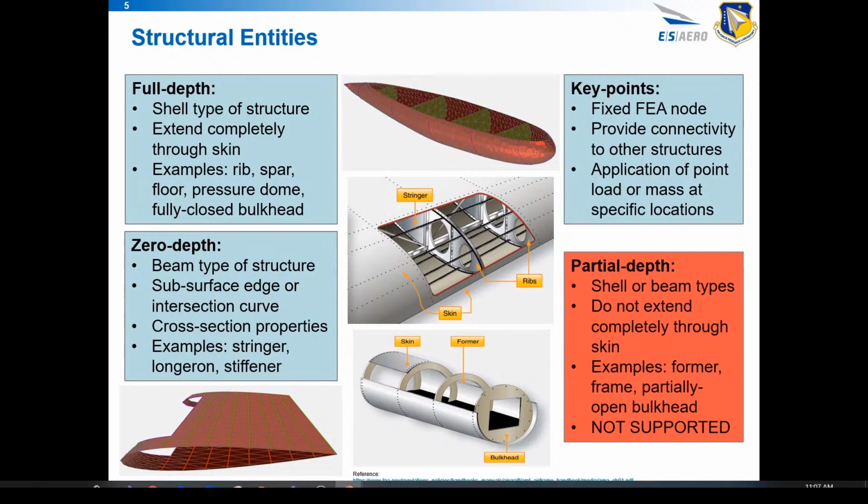We don't support partial depth structures for the most part. There are some limited capabilities in terms of having ribs and spars that are only confined to a certain section of your wing, things like that. But for the most part, we don't support partial depth structures. Those sort of things are going to be like an open frame, a stiffener that doesn't go all the way around the OML, things like that.